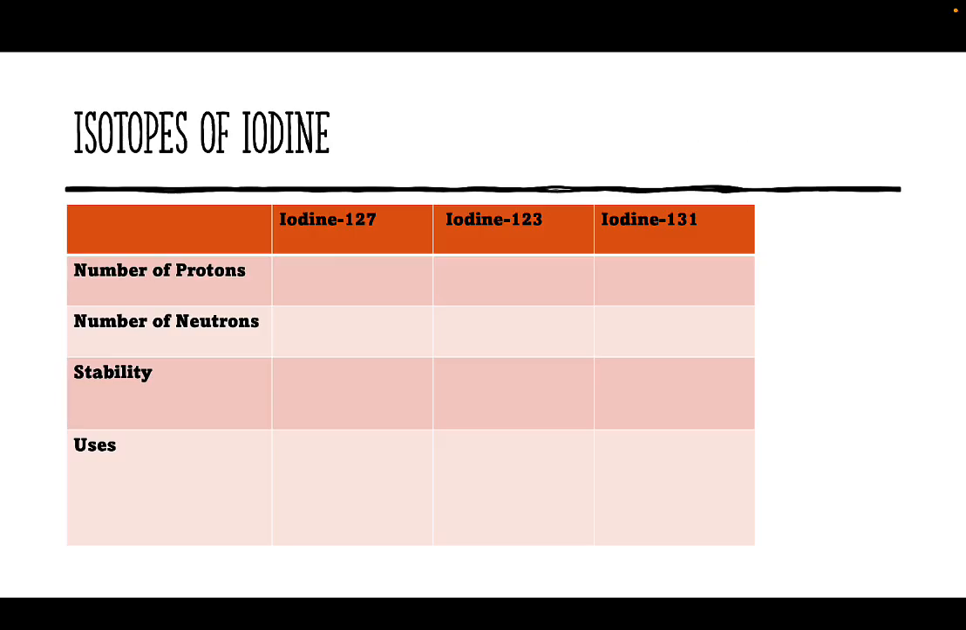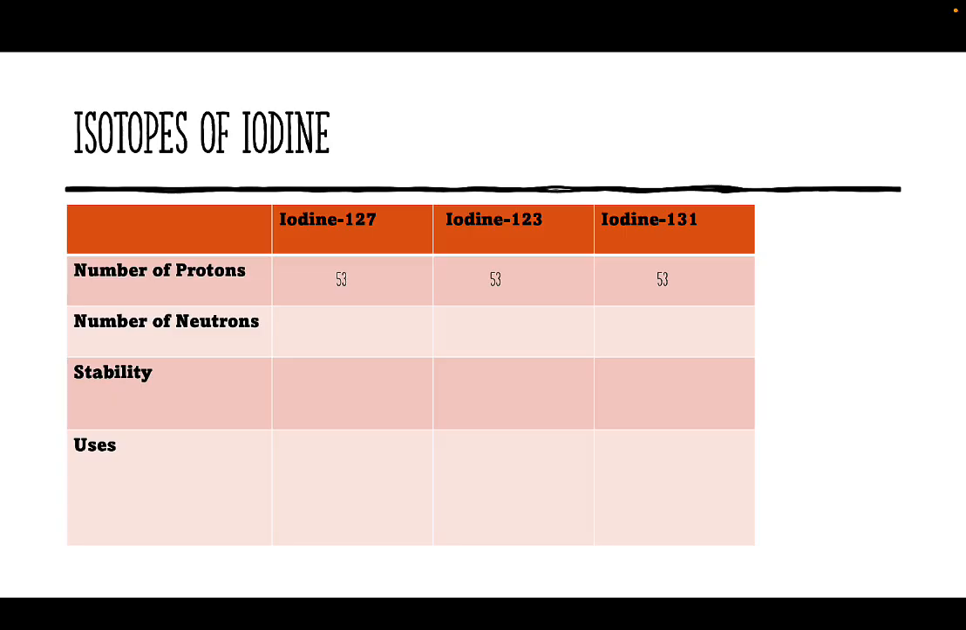Okay, hopefully you've been able to fill out this chart as well as you can. Let's go ahead and take a look. Iodine 127: 53 protons. And how do I know this? Well, it's iodine. And when we find iodine on the periodic table, it's got 53 protons because its atomic number is 53. Same goes for these other iodines. It's all iodine, all 53 protons.